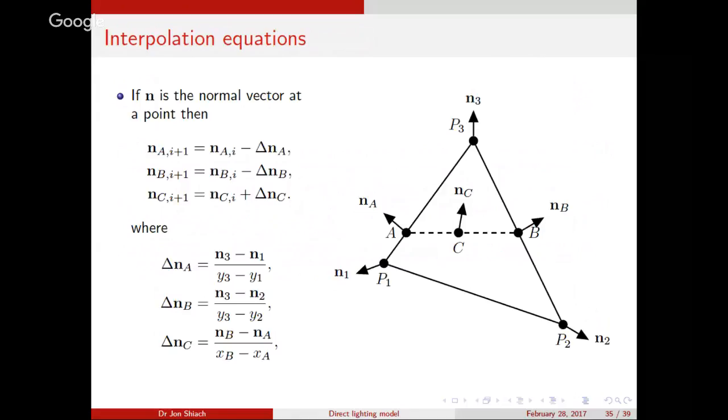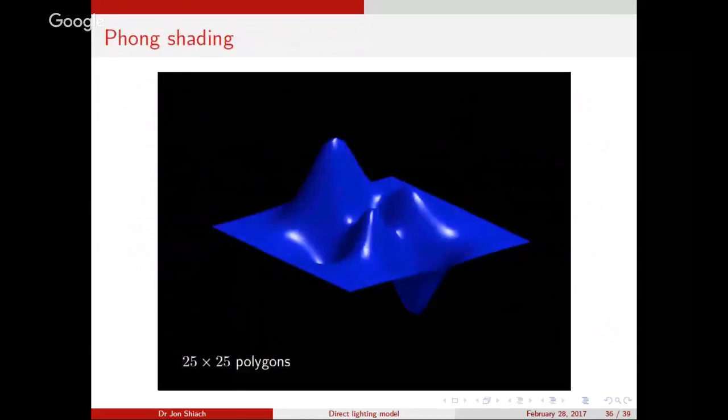So we interpolate down the left hand side to give us Na. We interpolate down the right hand side to give us Nb. And then we interpolate across the scan line to give us Nc. So once we've done all that, every pixel in our polygon will have a separate normal vector. And then we can apply Phong's reflection model to each pixel. And that's what you get.